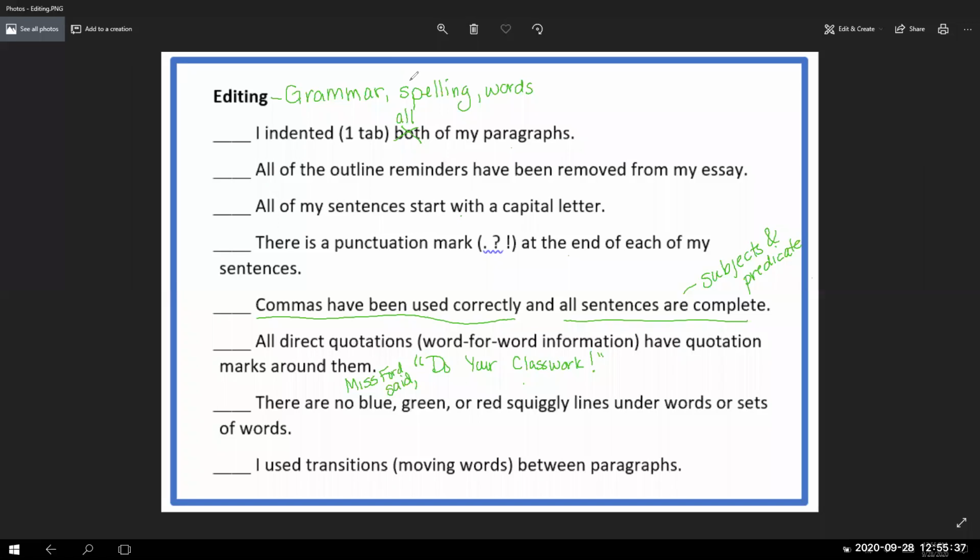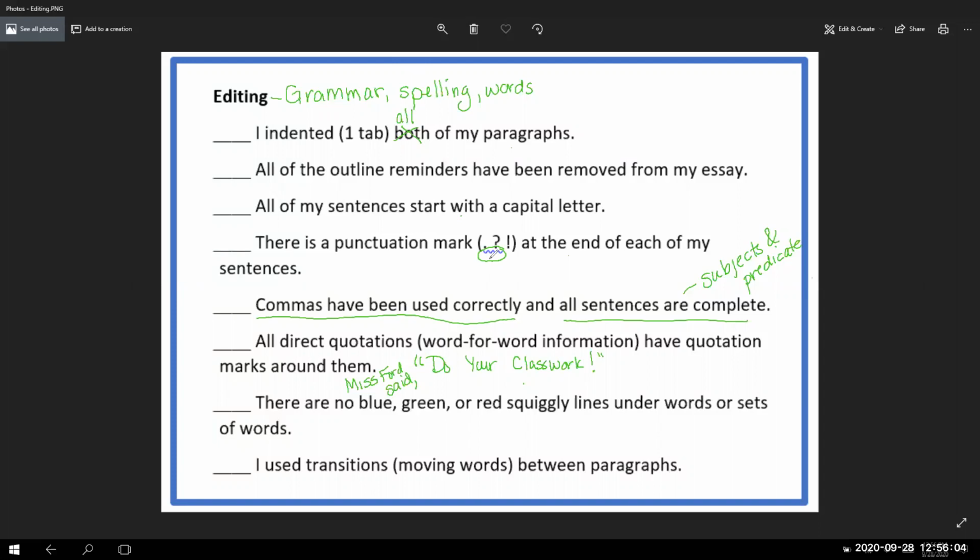Next part, there are no blue, green, or red squiggly lines under words or sets of words. I have a blue squiggly line right here because it doesn't like that I have period and then a question mark in my examples. But anytime there's a blue squiggly line, it's something you want to fix. Red is spelling, green is grammar. So it might be you use the wrong verb or the wrong tense of something.